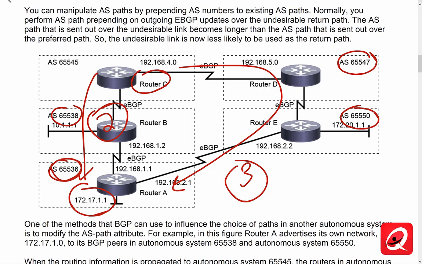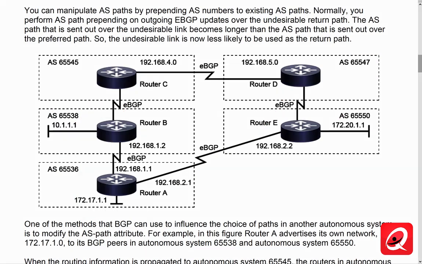Now, router C does have another option. We could use the weight attribute, right? Because we have a single router making a decision on how to leave the autonomous system. The weight attribute is an attribute that we could use to do that. But let's say it's not a Cisco router. And in this case, maybe it isn't. If it's not a Cisco router, then the only other option we have is to manipulate the AS path attribute. All right.